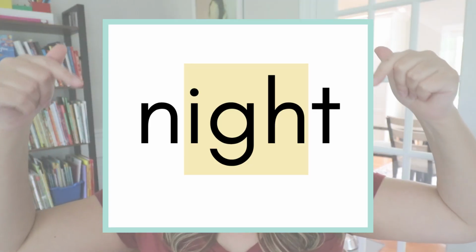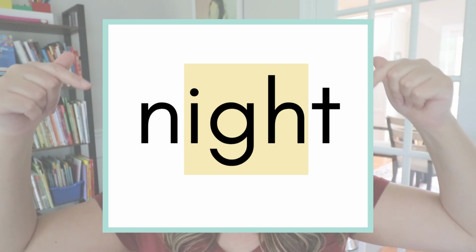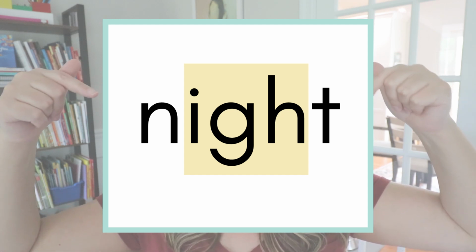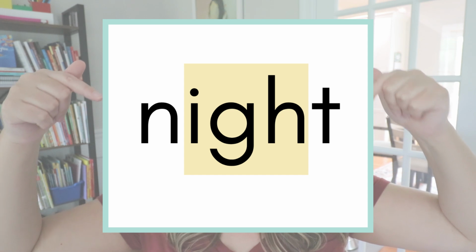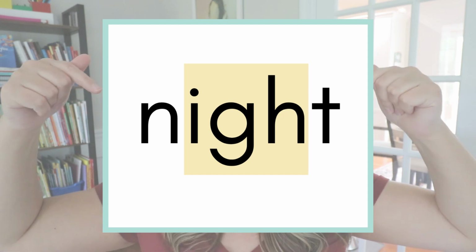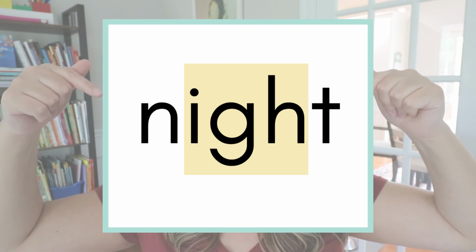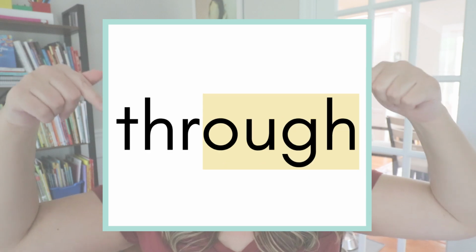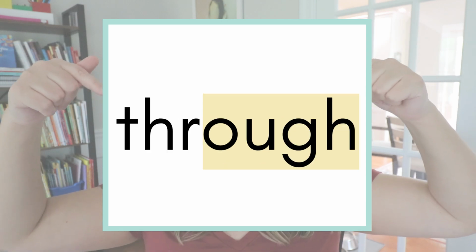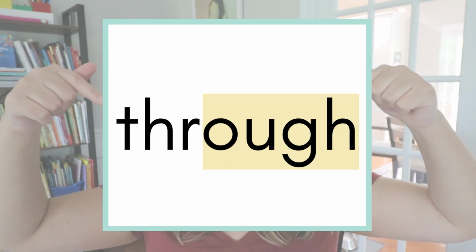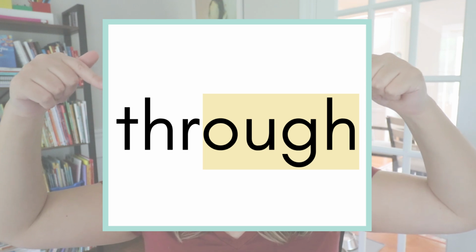For example, here's the word night, and earlier I talked about that IGH. So there are 3 letters that are actually going to make that one vowel sound. So night here is a 1-syllable word, and it is a Vowel Team syllable type because it has the IGH. Here's another example. Here's the word through. Again, that is 1 syllable, but here we have 4 letters, O-U-G-H, that make that vowel sound. So just a little warning to tell your students, if they are constantly hearing the double vowel, that it could be 2, 3, or 4 letters that make that vowel sound.